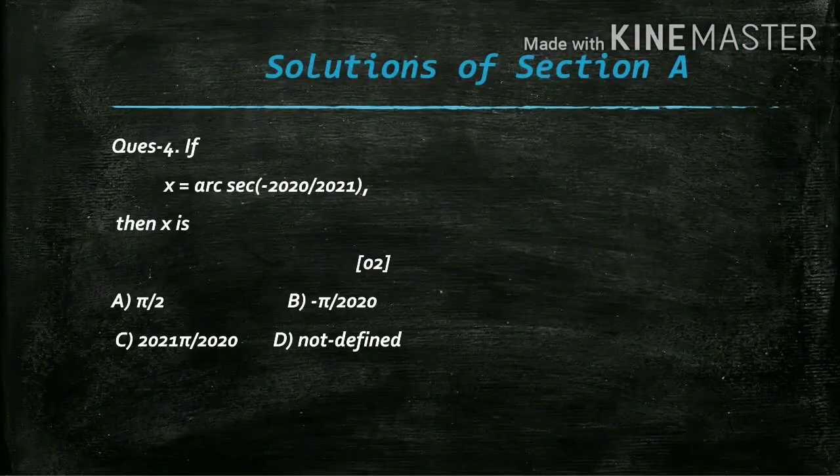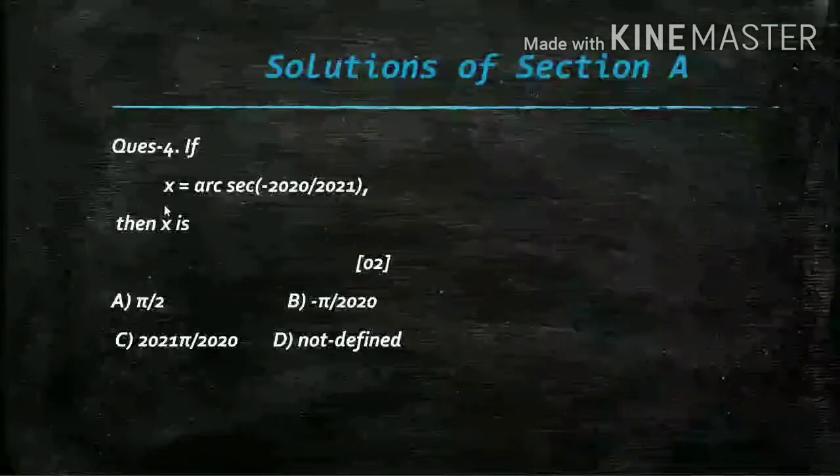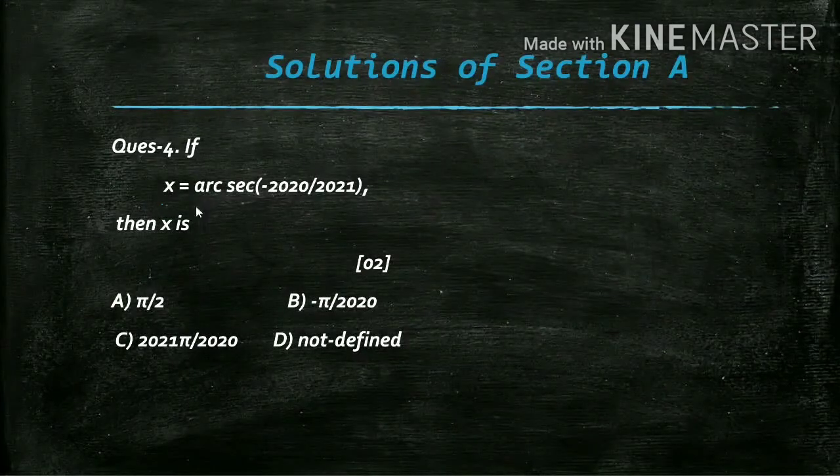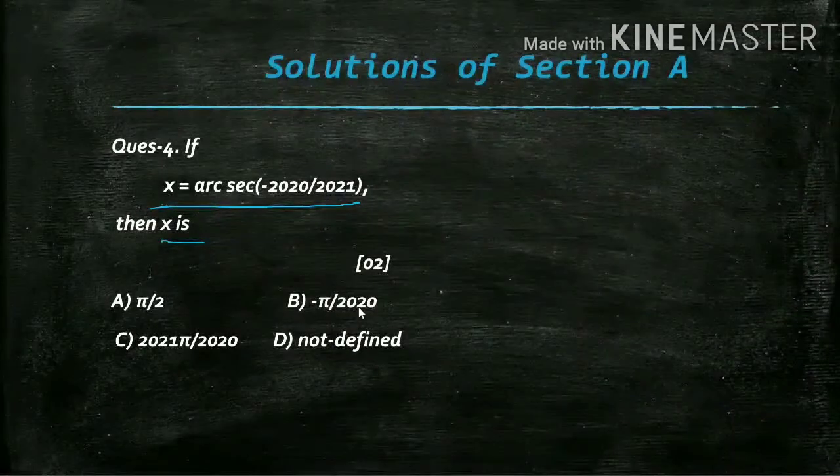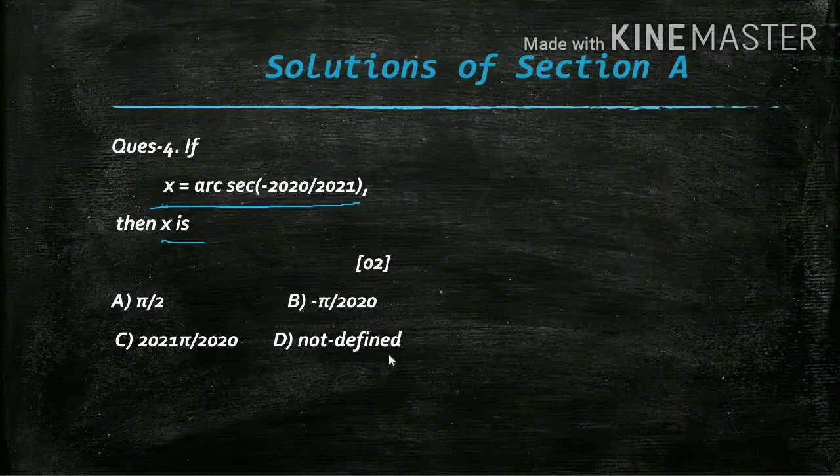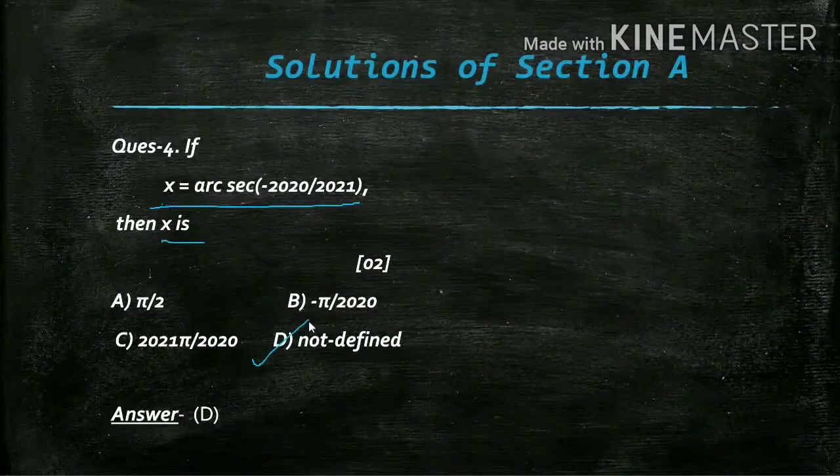The fourth question was: given that x is equal to arc sec of minus 2020 by 2021, what is x? Is it pi by 2? Is it minus pi by 2020? Is it 2021 pi by 2020? Or is it not defined? I hope you have done this question. This is also an easy one, and the answer is D. It is not defined, basically.